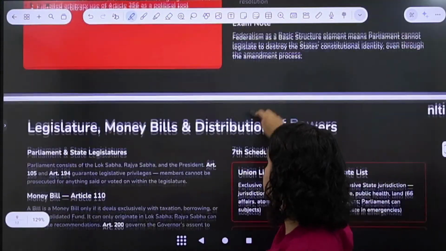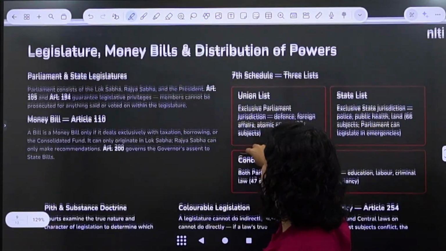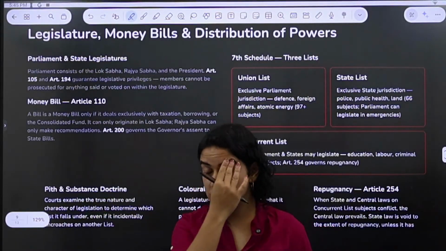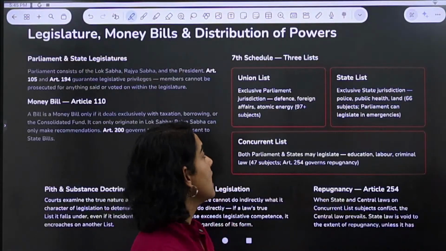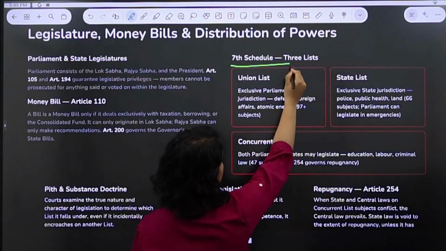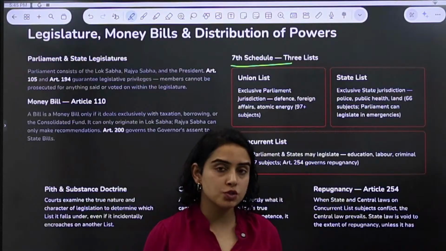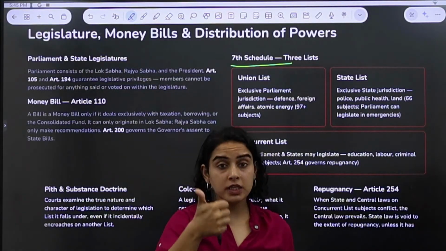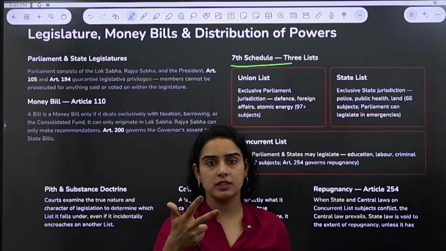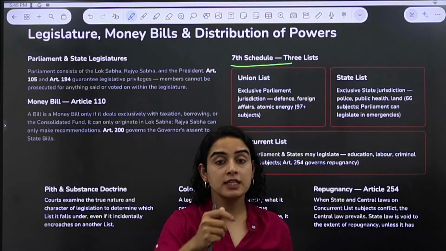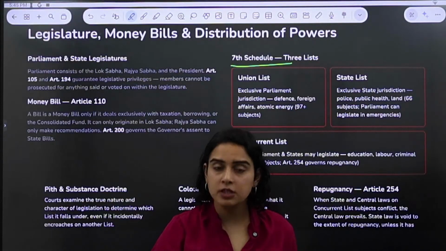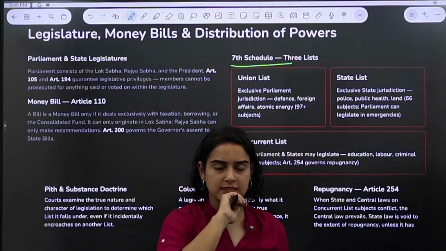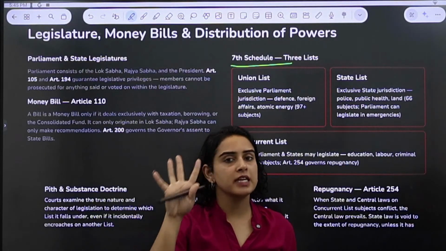Now, I just mentioned that there is going to be separation of powers, there is going to be center state relations. So I mentioned that there is schedule 7 in the Indian constitution, which provides us three lists: union list, state list, and concurrent list. Under union list, a lot of subjects are mentioned. In state list, a lot of subjects are mentioned, and in concurrent also there are a lot of subjects mentioned. So the union list is really simple, right?